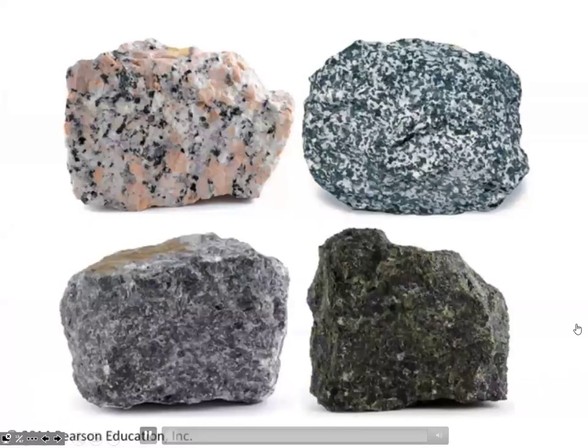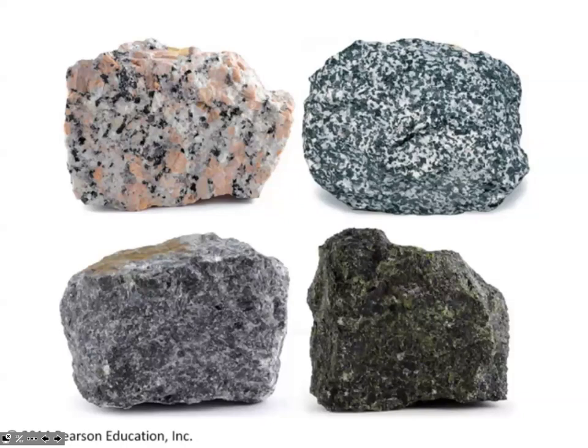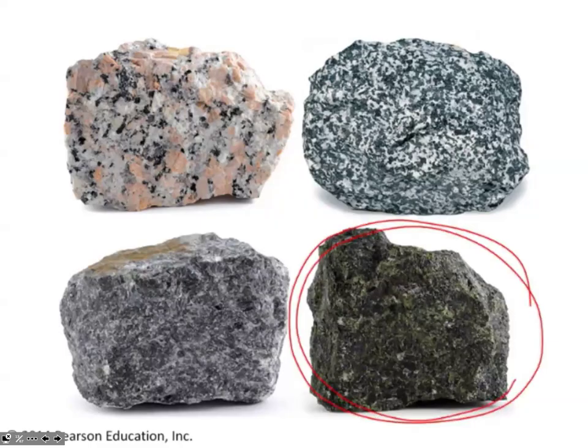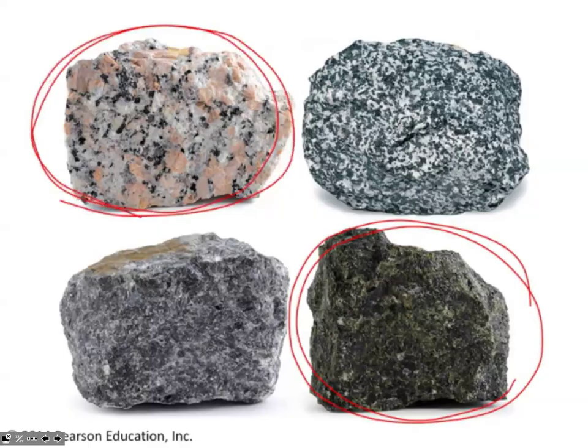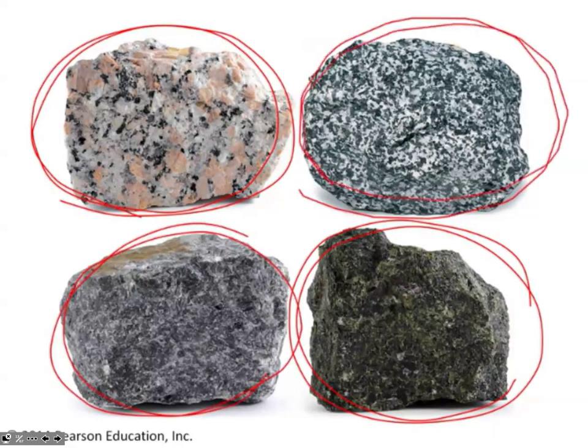So take a look at these 4 samples of igneous rock. They all have the same texture, which means they all have the same grain size. The crystals are about the same size. They're easily visible to the naked eye. However, it's readily apparent that they have different colors. And those different colors are reflective of the different minerals that make up these igneous rocks. So this rock right here is dominated by ferromagnesian minerals. This rock right here is dominated by minerals that are rich in silica. And this rock here and this rock here are somewhere in between in terms of their composition.